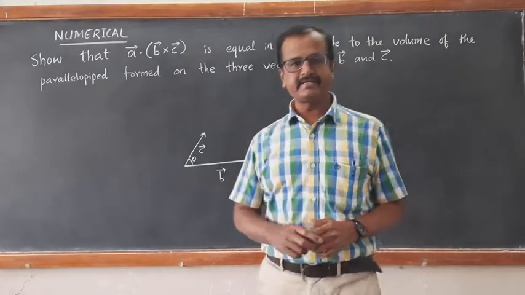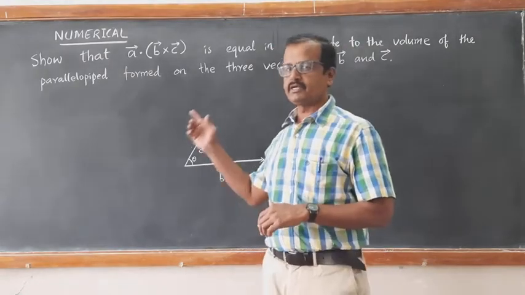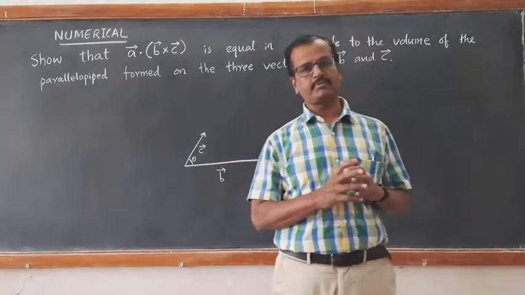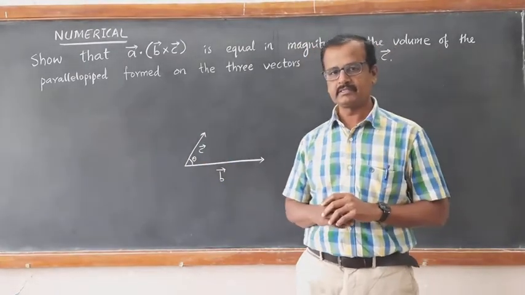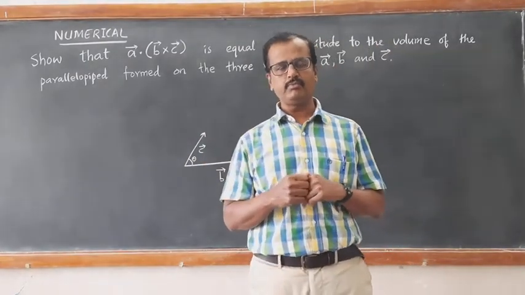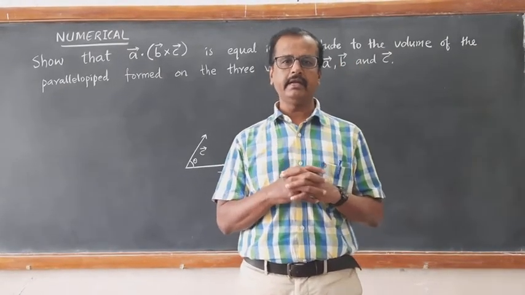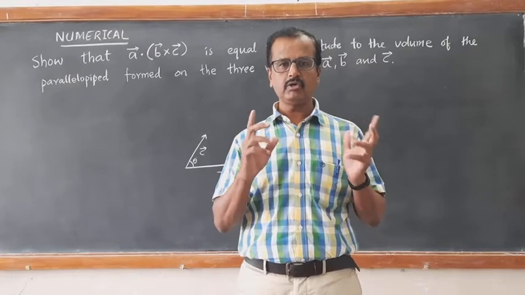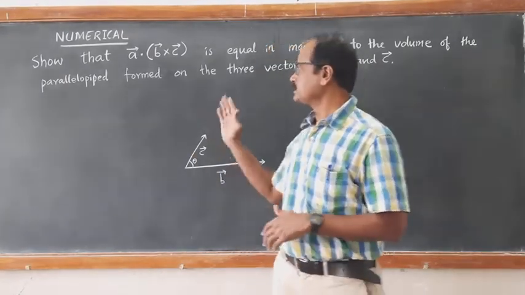Good morning, dear cadets. Today we will solve one problem that is based on the geometrical meaning of cross product, and here it is a triple product. There are three vectors, and after solving this problem, we will learn the relation between angular velocity and linear velocity based on cross product. Okay, first let us see an example.